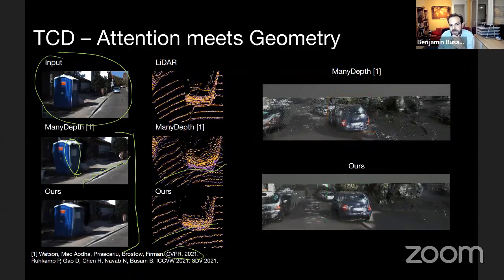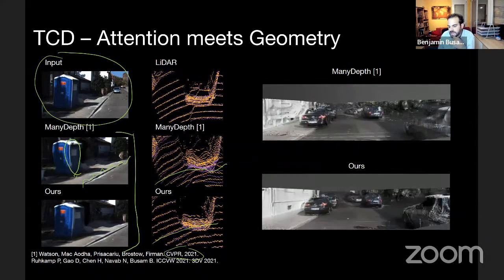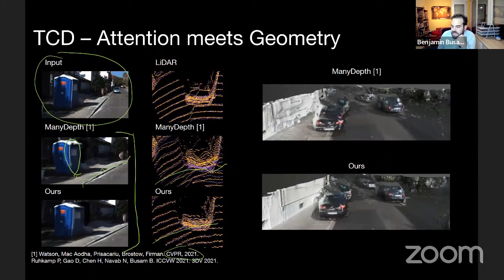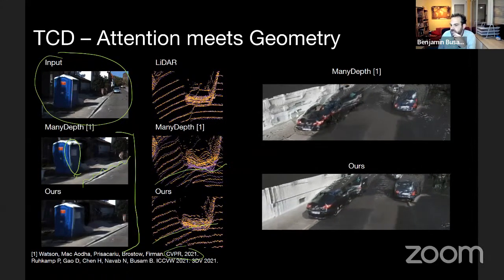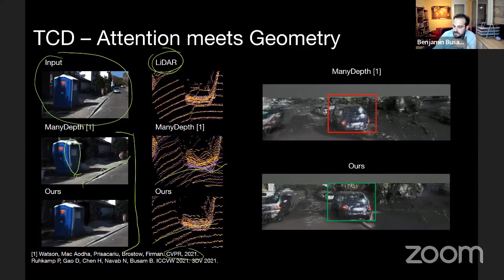And also in this paper, we introduced a metric that for the first time makes this consistency measurable without the need of using a tracker or some other consecutive method, but actually looking just at some ground truth LIDAR measurements here, for instance.